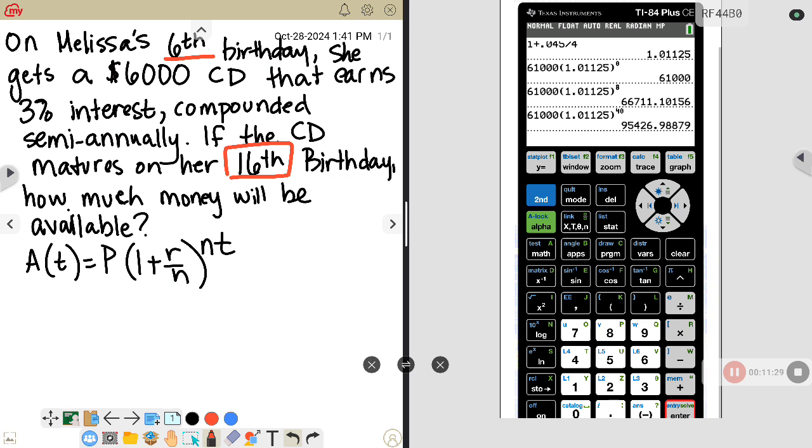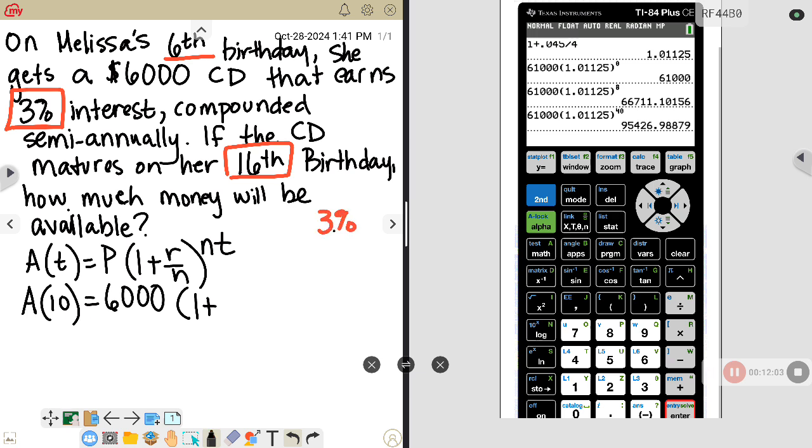So we are going to find A of 10, because the number of years it's been invested, which is the T, the time, is 10, equals the principal, which is how much she starts with, which is 6,000, times 1 plus the R, which is the interest rate in decimal form. So 3% in decimal form, if I move the decimal 2 places to the left, I'm going to have 0.03.